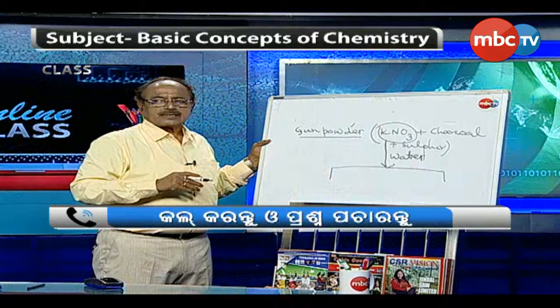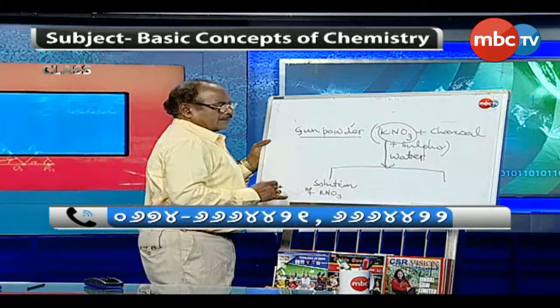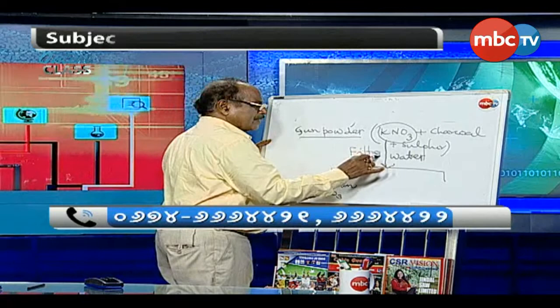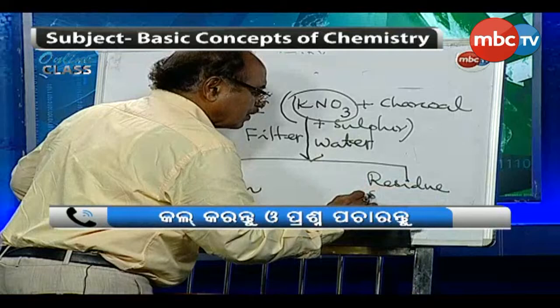In the homogeneous state, we get the solution of potassium nitrate. We add water and we filter it. The filtrate is the solution of potassium nitrate, and in the residue we get a solid, which will have the sulfur plus charcoal powder.